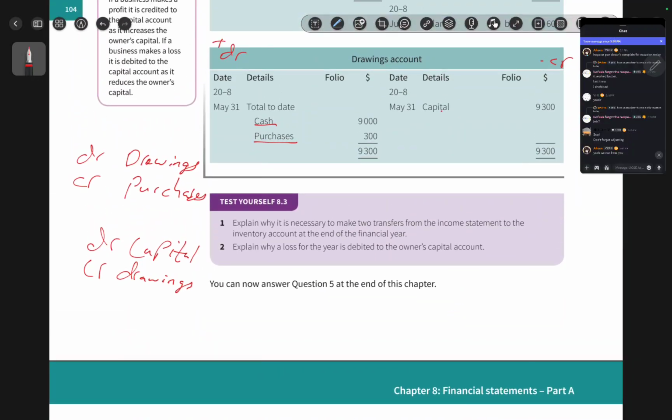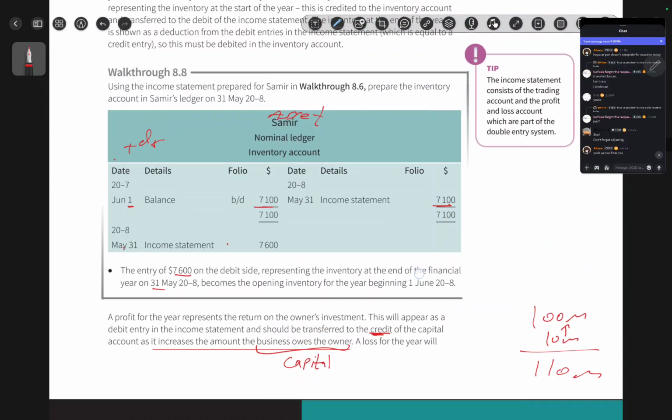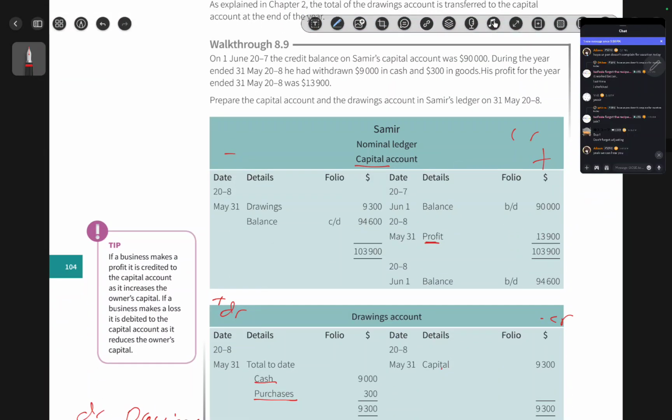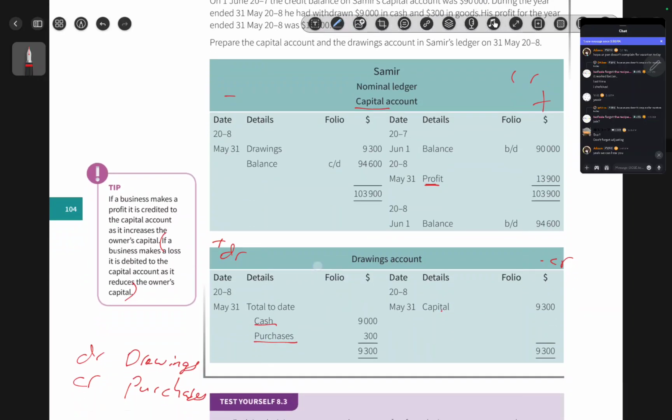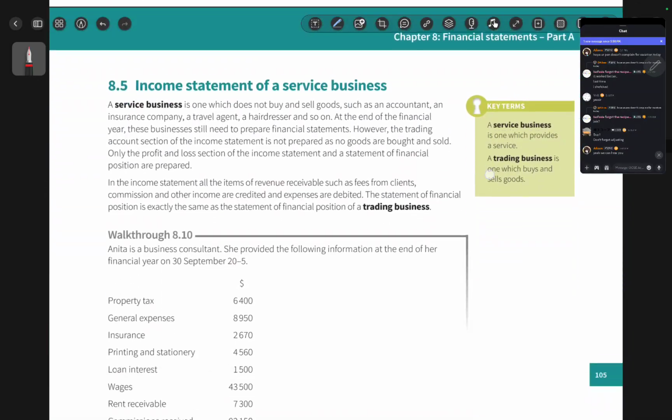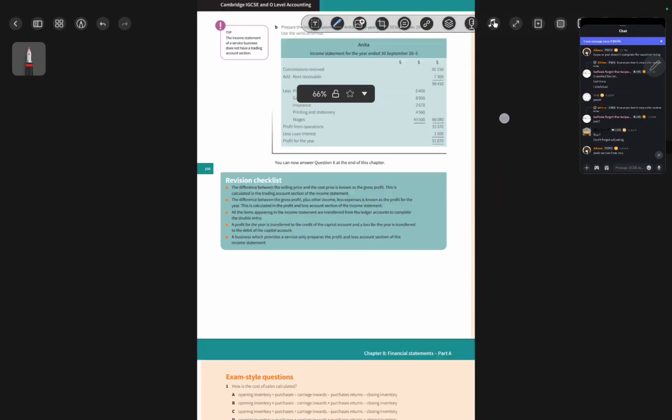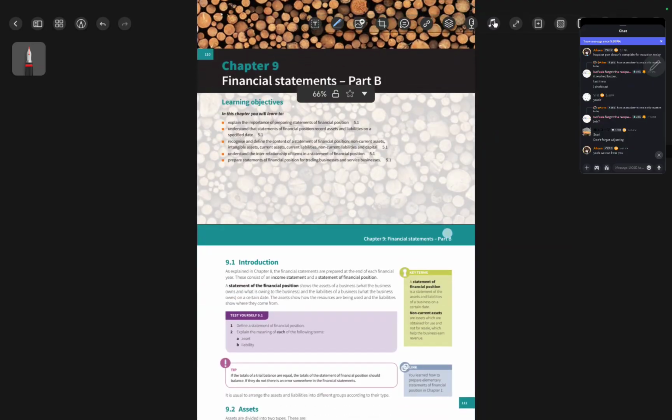Why is a loss for the year debited to the owner's capital? Because it reduces the capital, or it reduces the amount the business owes to the owner. Exactly as I said, it is debited to the capital account as it reduces the owner's capital. All right, this is a long chapter.